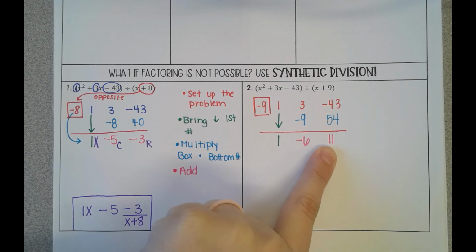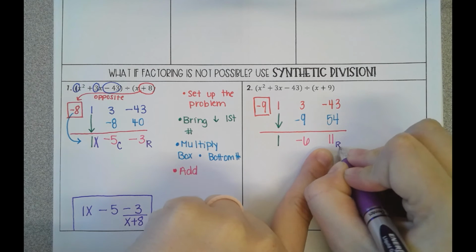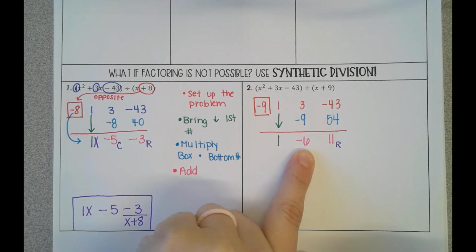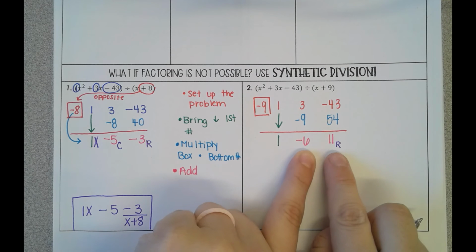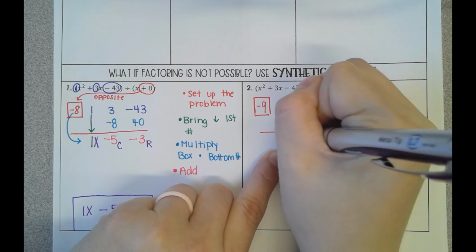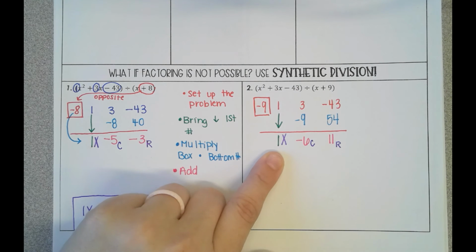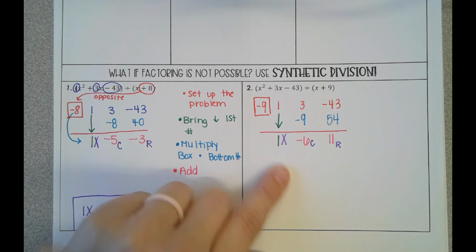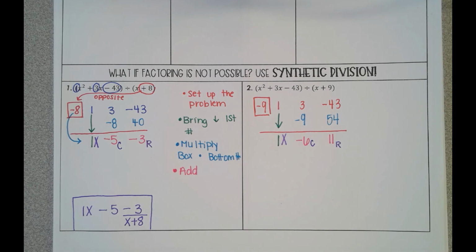So the 11, my far right, that's my remainder. You always add: negative 43 plus 54. So the 11 is my remainder. The next one is my constant. And then from there on, we start building x squared, x cubed, x to the however many times it takes. This time it only took x.